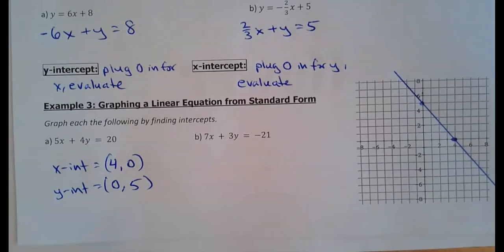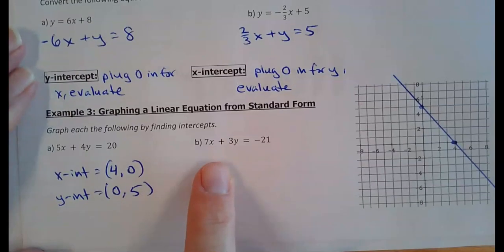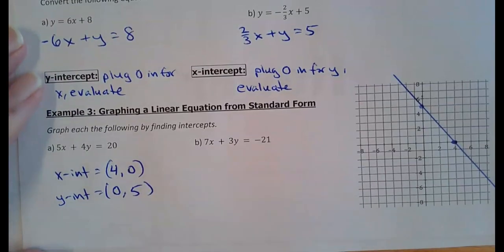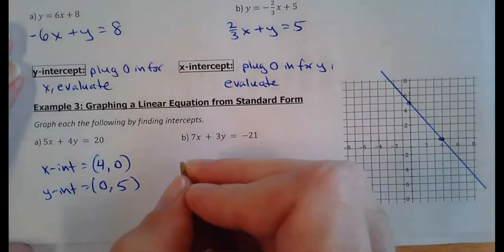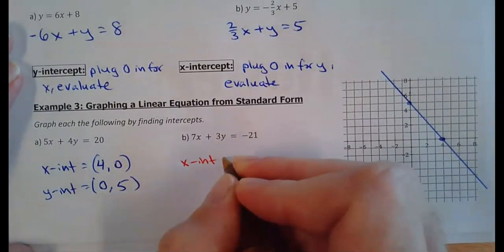So try part B. Find the x-intercept and the y-intercept. I'm going to tell others, you don't have to use a ruler. I mean, I have the luxury of having pens up here, but find the x-intercept and the y-intercept.